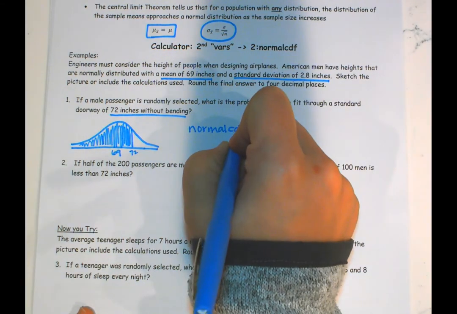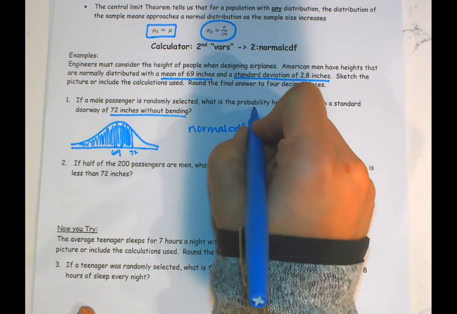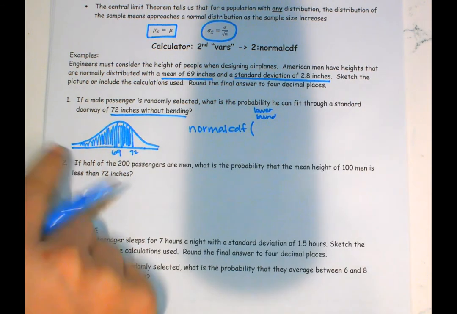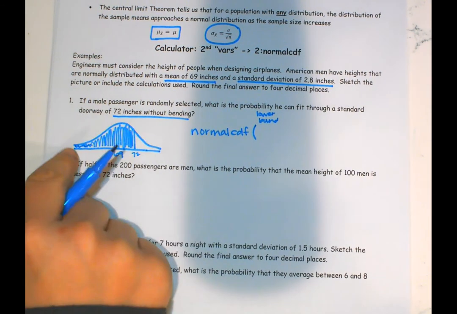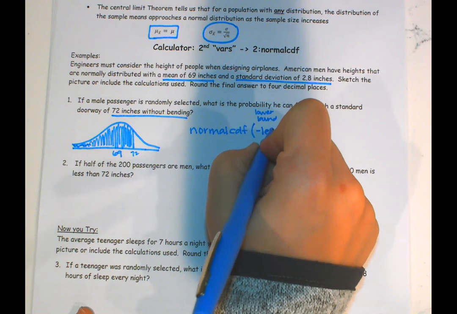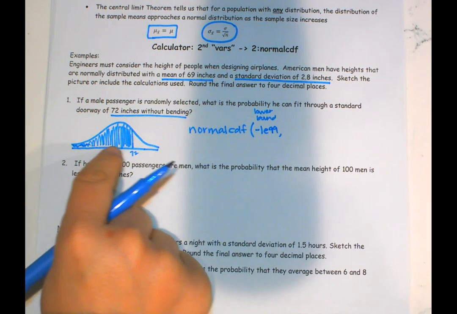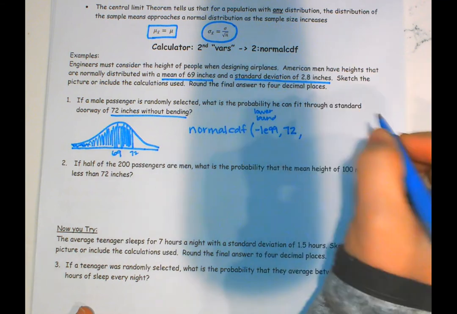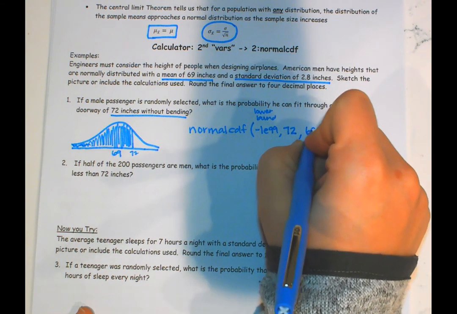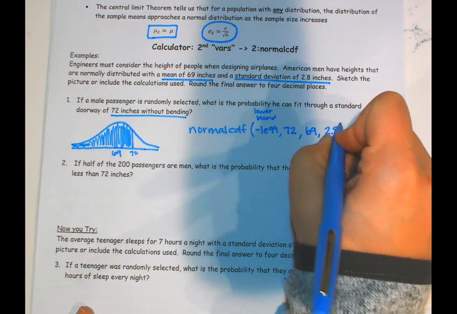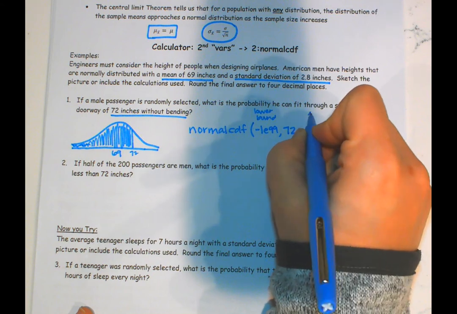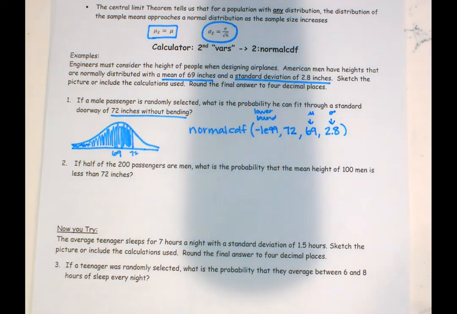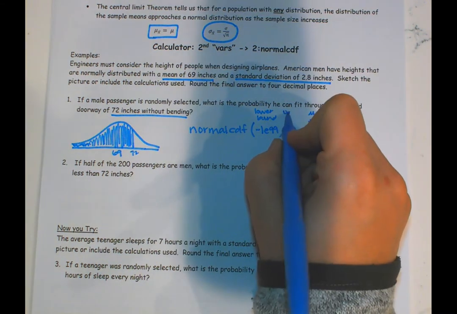If we want to find the probability that this one person lives in that shaded region, we do our normalCDF. We go from our lower bound, which for us, since we're coming from this far end over here, is -1E99. Our upper bound we shade all the way to 72. And then we do our mean and our standard deviation, right? The third number is always your mean. The last number is always our standard deviation. This is our upper bound.